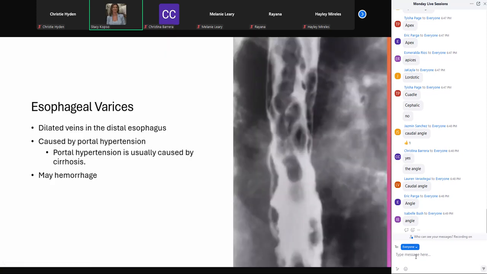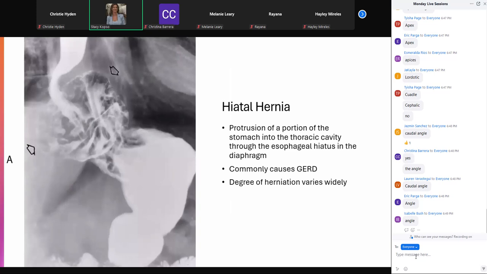Esophageal varices, dilated veins in the esophagus. That's pretty obvious. Portal hypertension caused from cirrhosis, and they may hemorrhage. It's pretty nasty looking. A hiatal hernia. That's a protrusion of a portion of the stomach into the thoracic cavity through that esophageal hiatus in the diaphragm. Commonly causes GERD. You see that nicely when the patient is drinking their contrast.